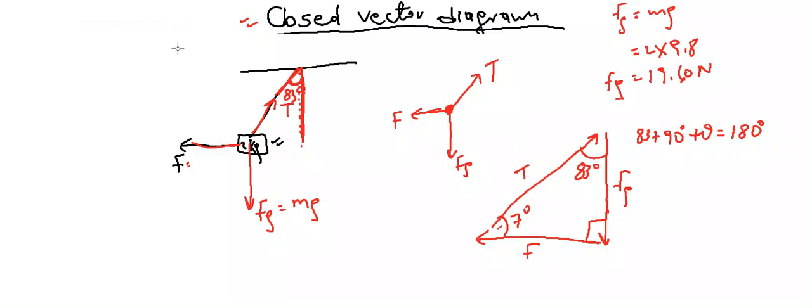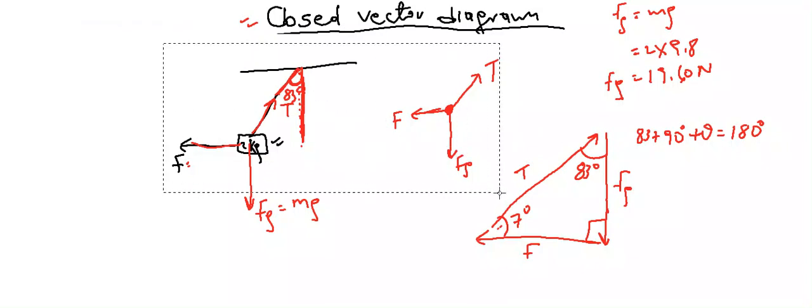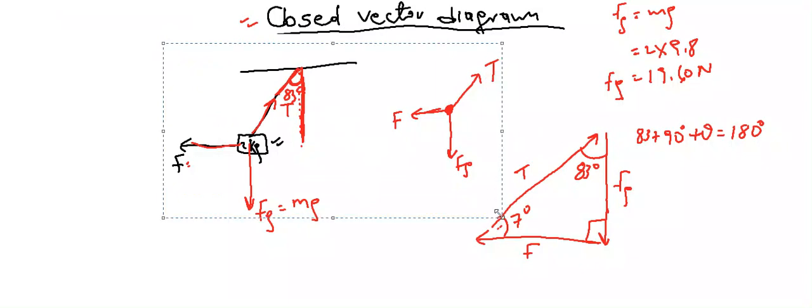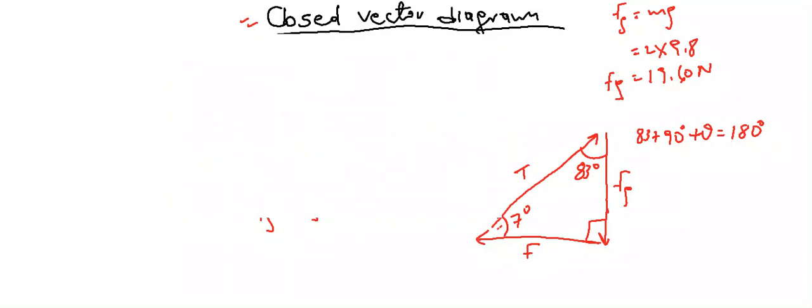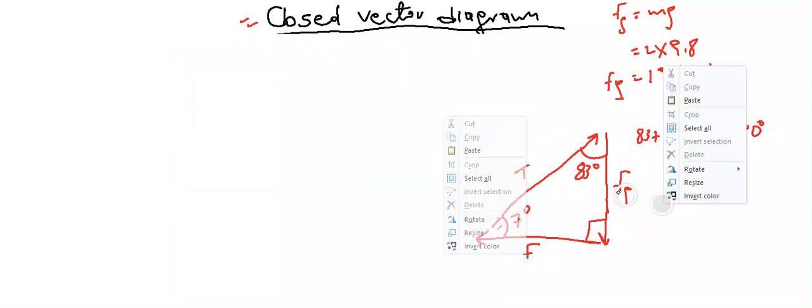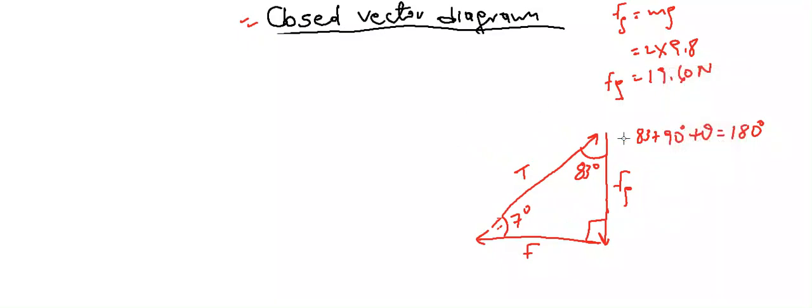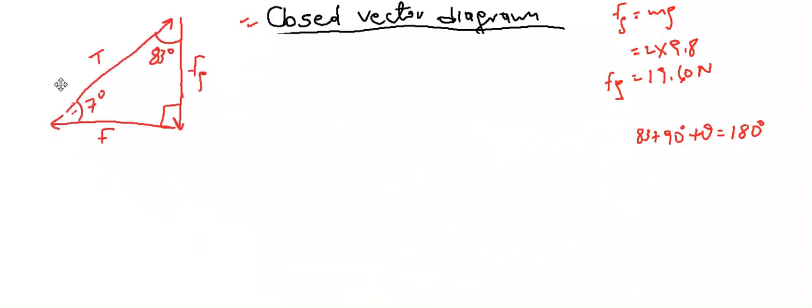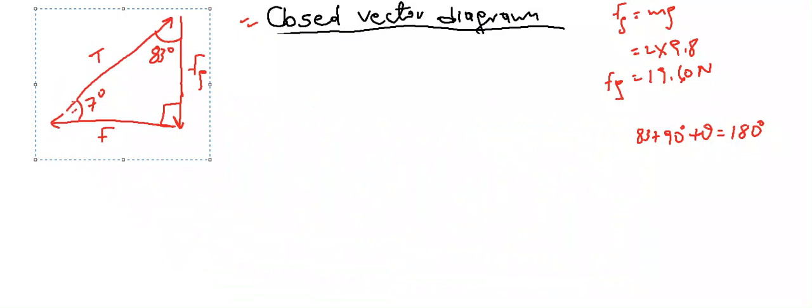So let's remove this and this, because we're looking for a closed vector diagram. This is our closed vector diagram. What is this now? So this is our closed vector diagram. Let's take it to this area.